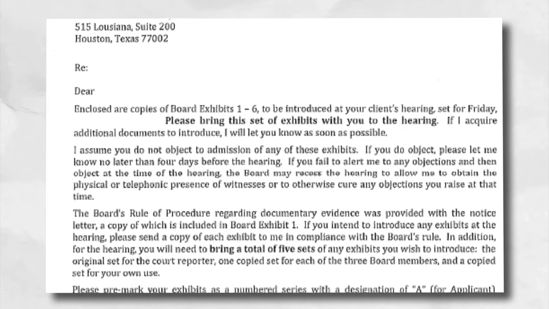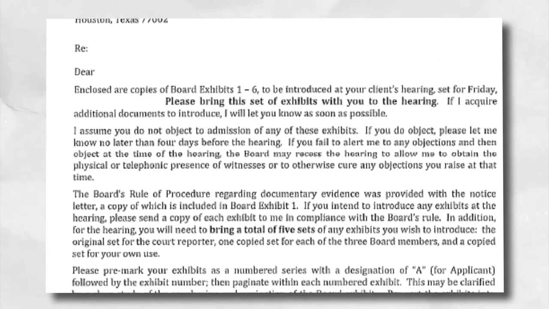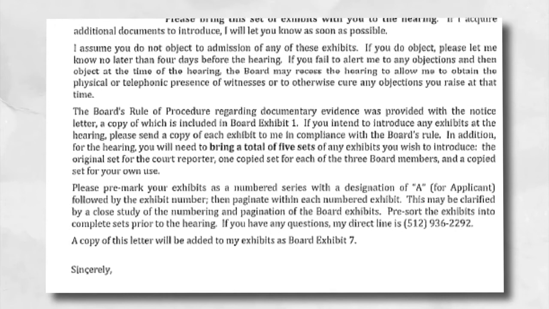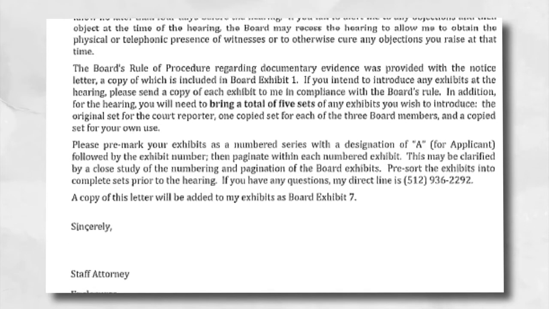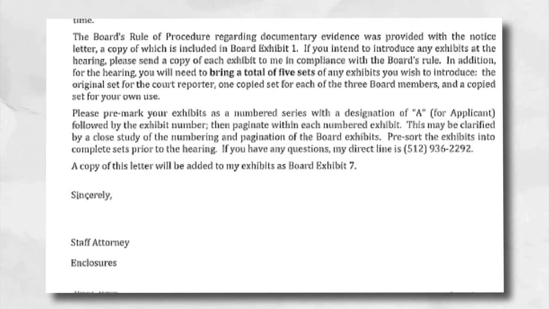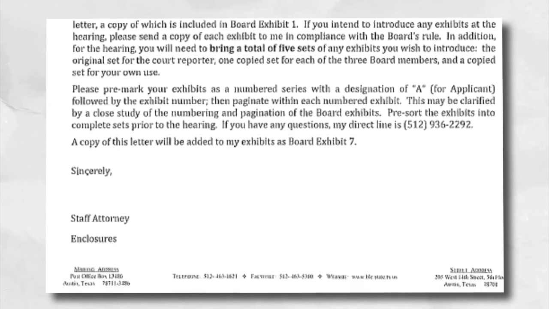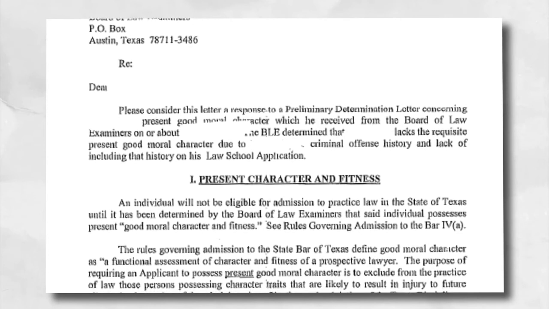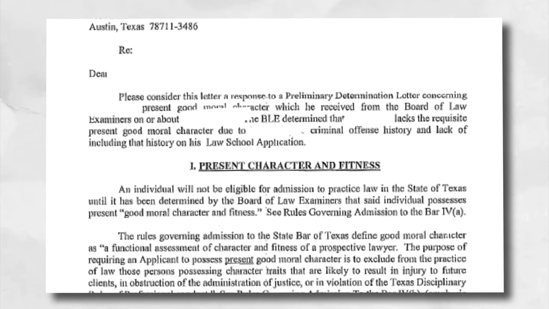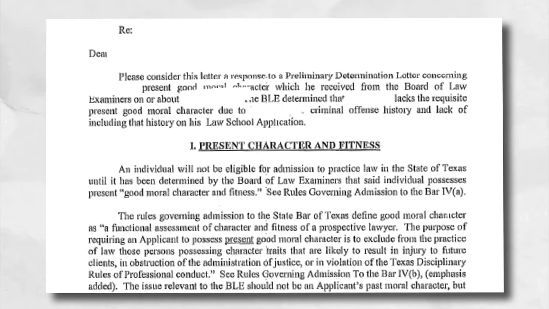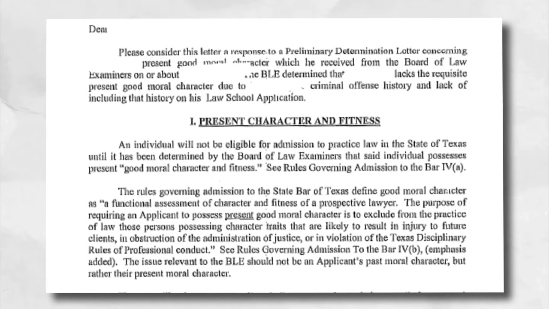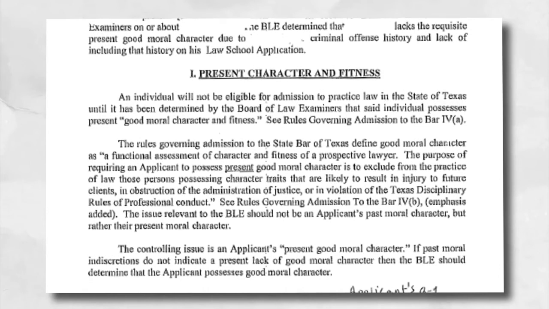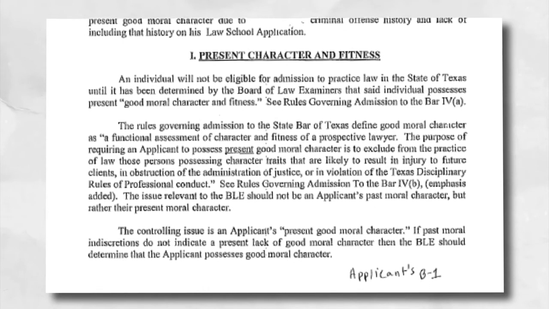Exhibit 7 now before you is the notice from the board as to the exhibits that are going to be used. Please note that if you're going to use exhibits, you need to bring 5 sets of them. It also points out how they are to be numbered. The document number 8 is the response that is filed to the preliminary determination letter. Depending on what's involved, you may want to use anything from polygraph examinations, character witnesses, affidavits, and documents that show you have good character and fitness to practice law.